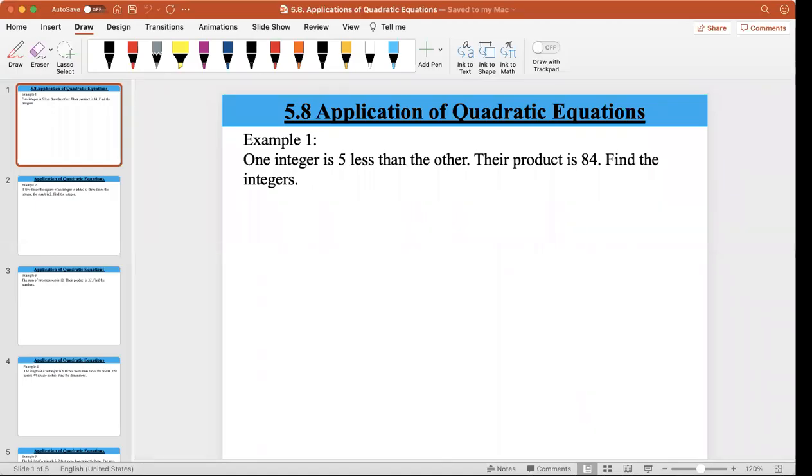One integer is 5 less than the other. Their product is 84. Find the integers. In this problem, we have two integers which are unknown. Let's try to represent these two numbers using some variables. Of course, we only have to use here one variable.